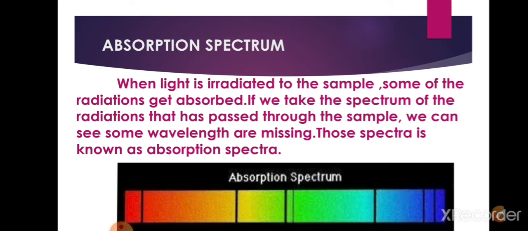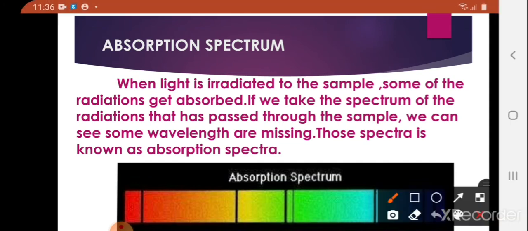Next is the absorption spectrum. When light is irradiated on the sample, some of the radiations or energies are absorbed. So if we take the spectrum of the remaining radiation that has passed through the sample, we can see some wavelengths are missing, or some colors are missing in the spectrum. Those spectra are known as absorption spectra.